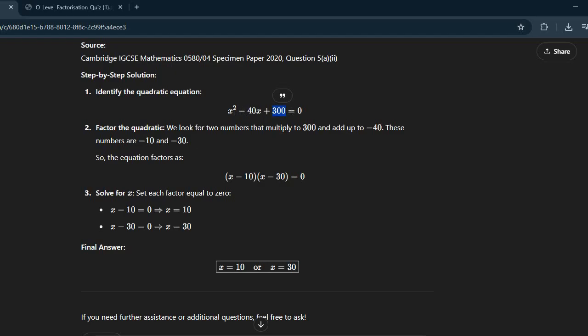negative sign in the center. In the center we have negative, which means you will take both factors negative, otherwise your answer, by adding, will not be minus 40. Now we have 300, and there are a lot of factors of 300.